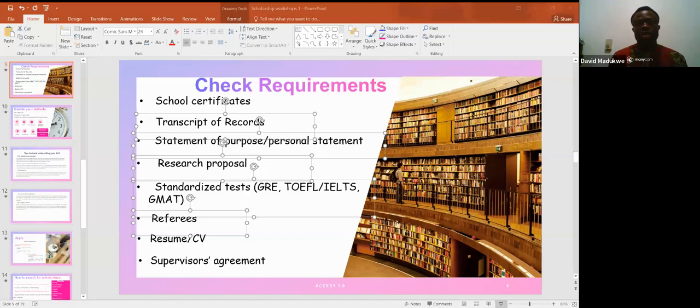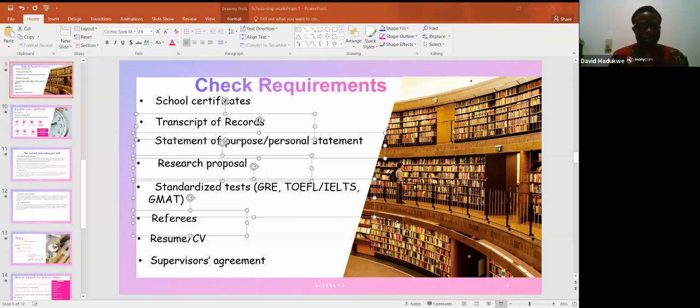And then sometimes they equally need you to submit a supervisor's agreement, but this is not really necessary because most schools don't need you to get a supervisor before you are admitted. For those that request that you have a supervisor, they will need you to submit an agreement between your supervisor and you while applying. Okay, so these are just the basic requirements most schools will ask you for.